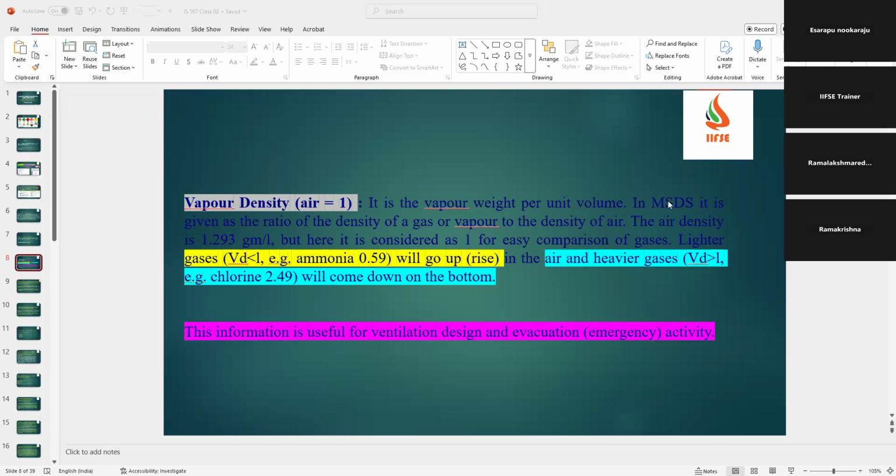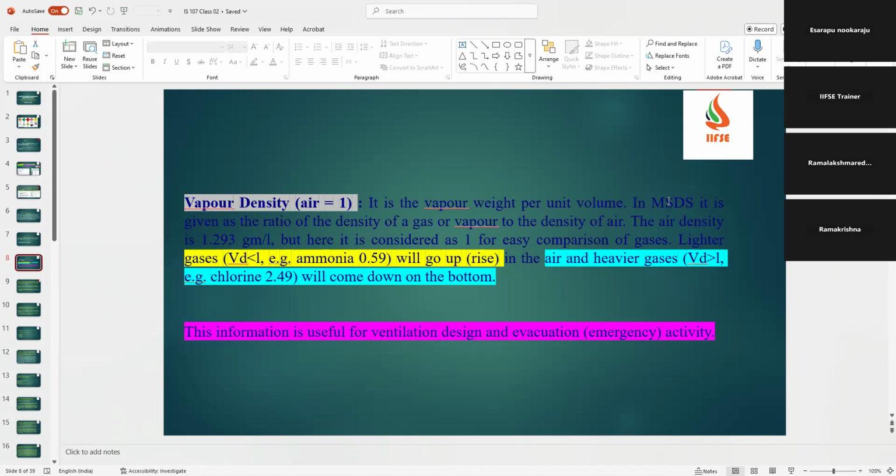So why is it important? It is important for the design of ventilation and also for evacuation purposes. Lakshmana Reddy gave the example that once a gas is denser or heavier than air, we can go upward so that we can safeguard ourselves.